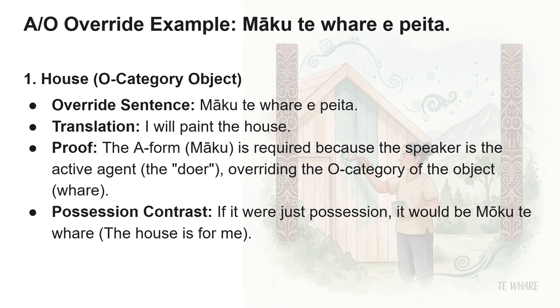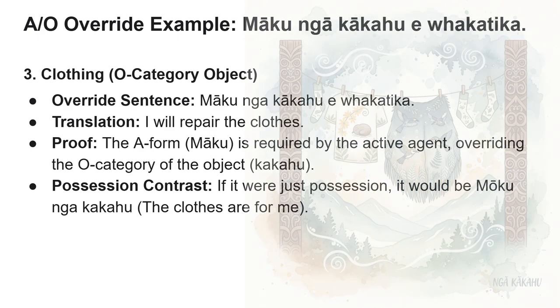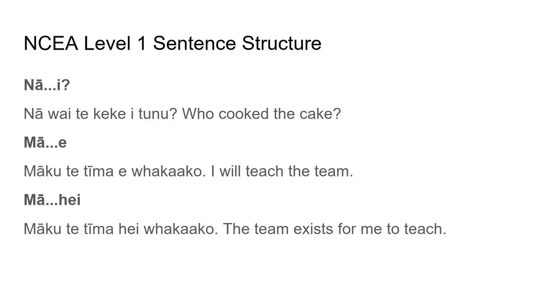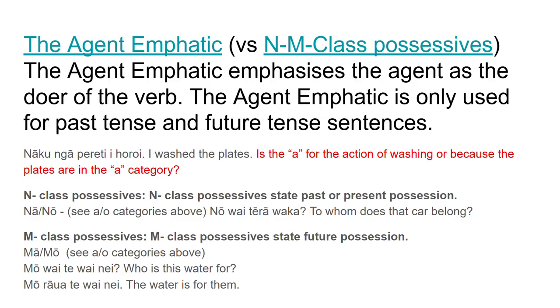Now, this just got quite confusing. So, Maku te whare e pita, the translation: I will paint the house. The proof that it's Maku is required because the speaker is the active agent, the doer, overriding the O category object of the whare. Okay, that all makes kind of sense now. Then I had a medicine one and a clothing one. And then I was looking at sentence structure. Then I looked at this. And then I'm going light bulb, those are all A's. Why are they all A's?